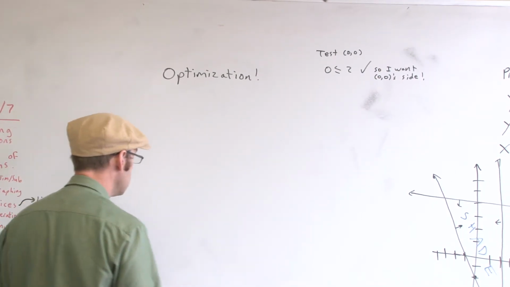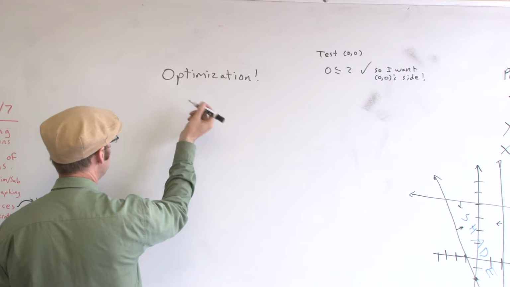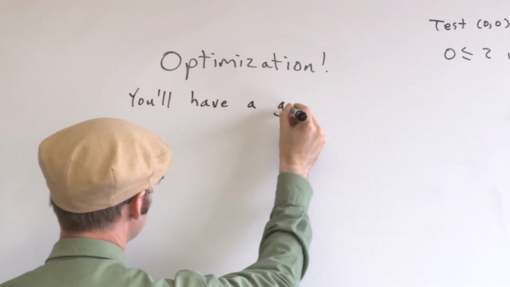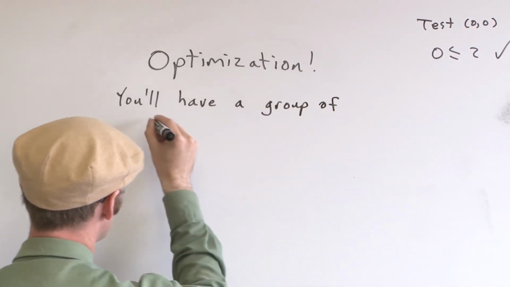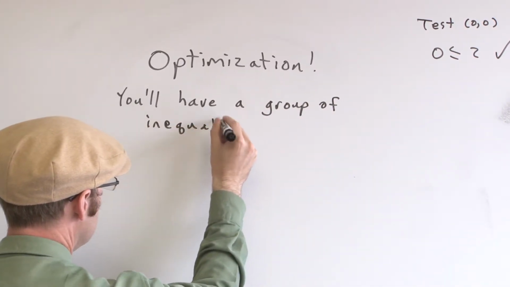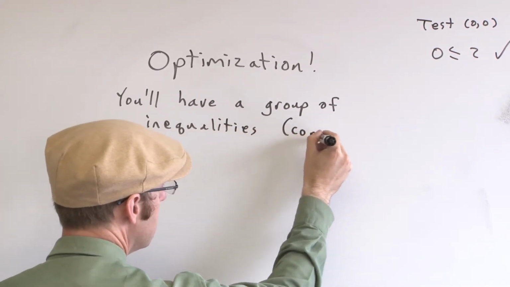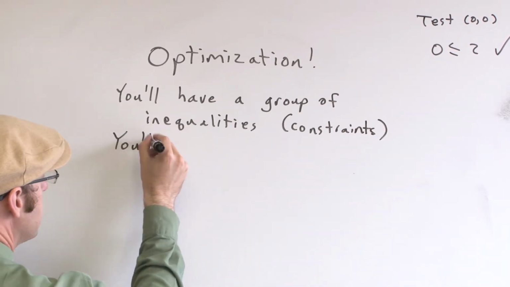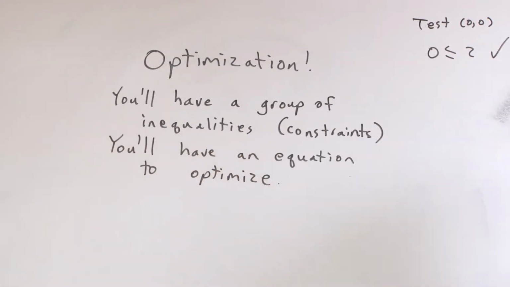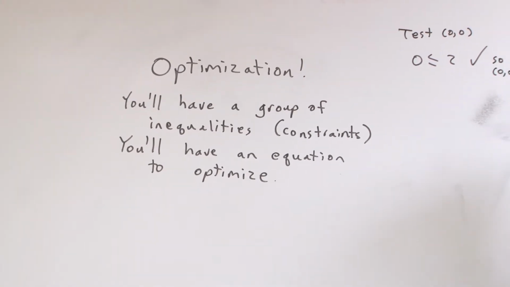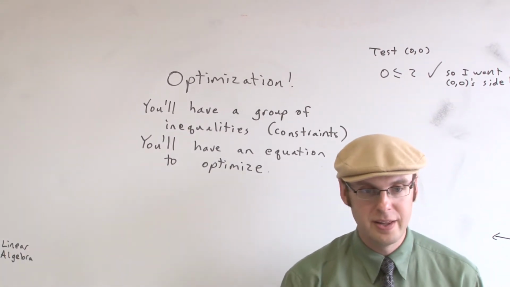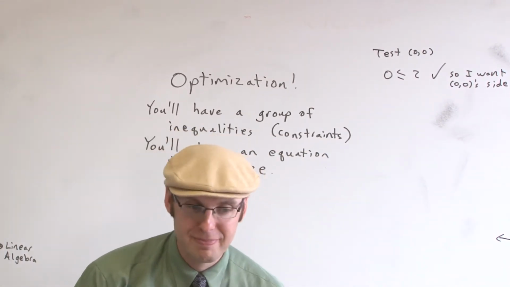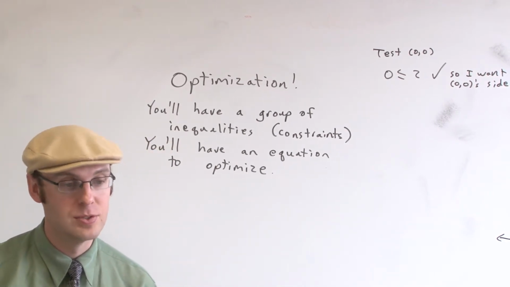So how to do this is you're going to be presented with a series of constraints, which are the inequalities. And you'll have an equation to optimize. So it'll be really easy to tell which one's which, because one of them will have a bunch of inequalities, and the other one will have an equal sign. Right? So you can always tell pretty easily which one's which.